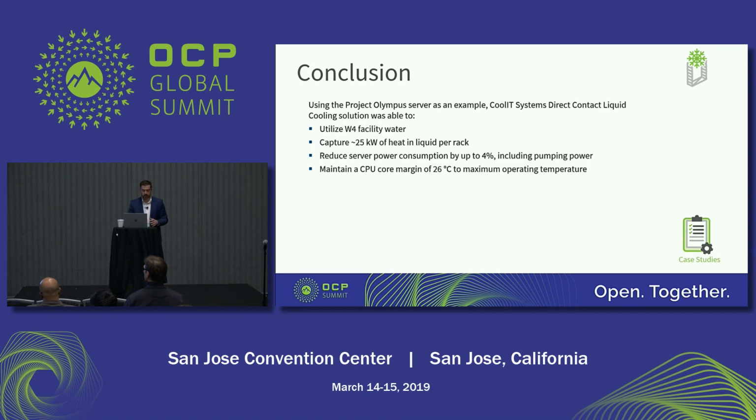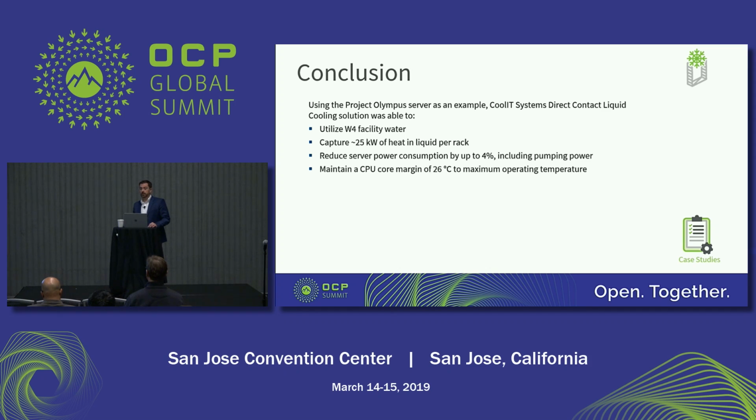So, in conclusion, utilizing the Project Olympus server, CoolIT was able to utilize W4 water and capture 25 kilowatts of heat in liquid per rack. As this is just looking at the server, we didn't go beyond that, but it's important to remember that now you have 25 kilowatts of air handling that is off the table. You don't have to worry about that anymore. You can run this through the piping to outside your facility using a dry cooler or whatever the data center has. Or it can be reused.